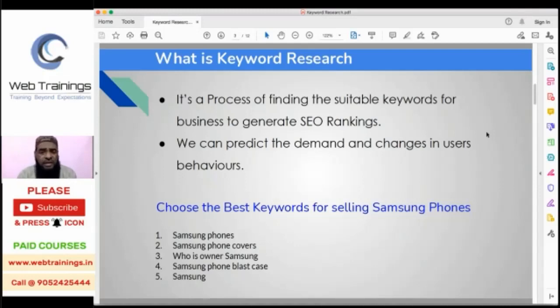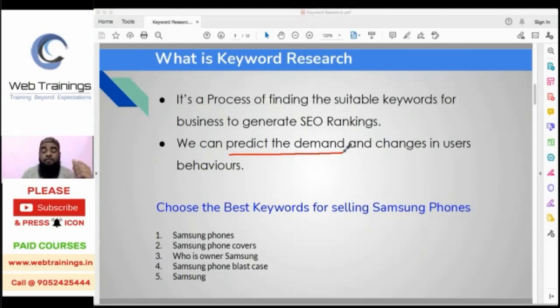Now, what are the benefits we get? The first important reason for keyword research is to predict the demand. Remember, whenever we talk about keyword research, you can know what the demand of a product is, all right? So you can see, okay, this product has a demand, let's focus on this. This product doesn't have a demand, let's not go into that topic. So we can see the demand of a product, and based on that, we are able to target.